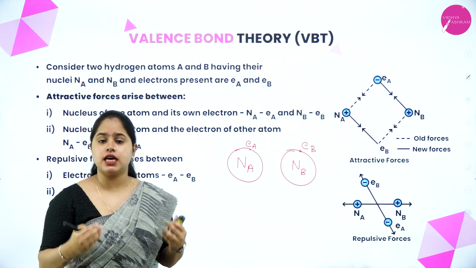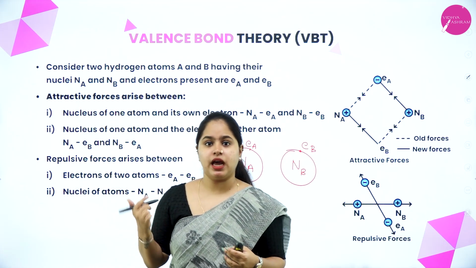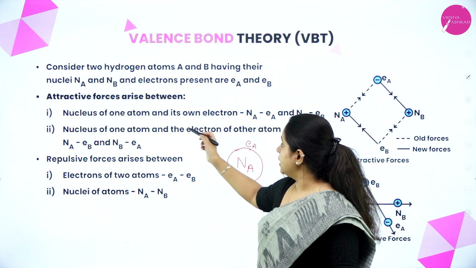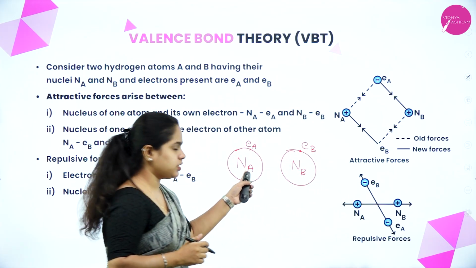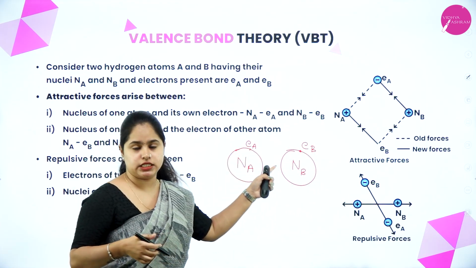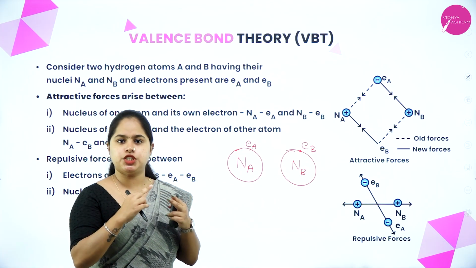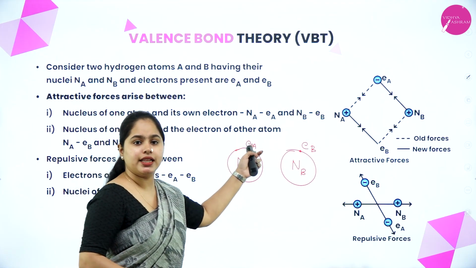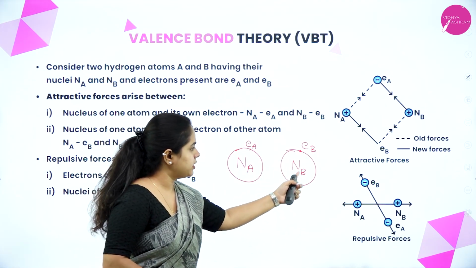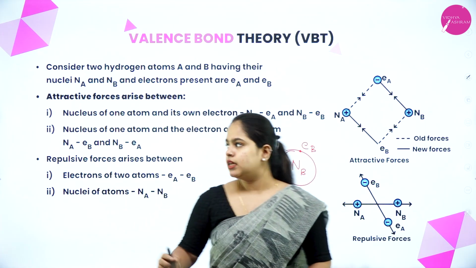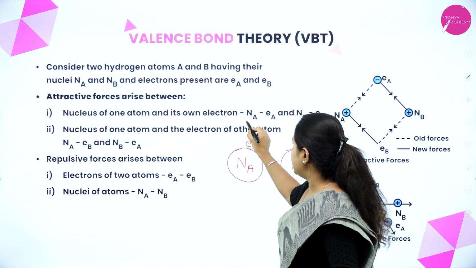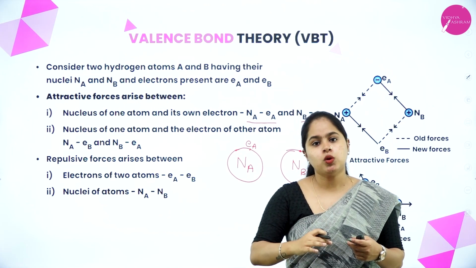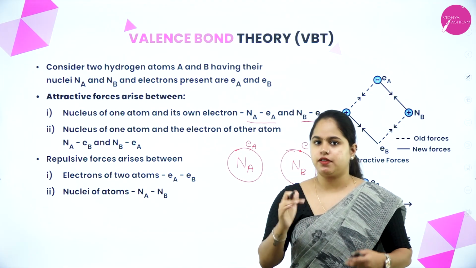So first let's discuss the attractive forces that will be happening between these two atoms. The first one will be the nucleus of one atom and its own electron. The nucleus of the atom is positively charged, the electron is negatively charged, so they are oppositely charged. What will be happening there? Attraction, right? So there will be an attraction between the nucleus and the electron of atom A, and the nucleus and the electron of atom B. That is, NaEa and NbEb: the nucleus and electron of the same atom attract each other.